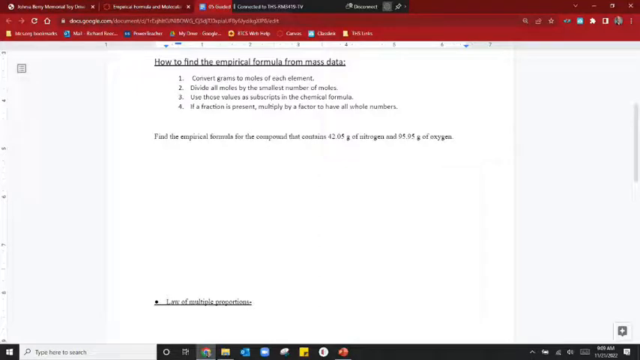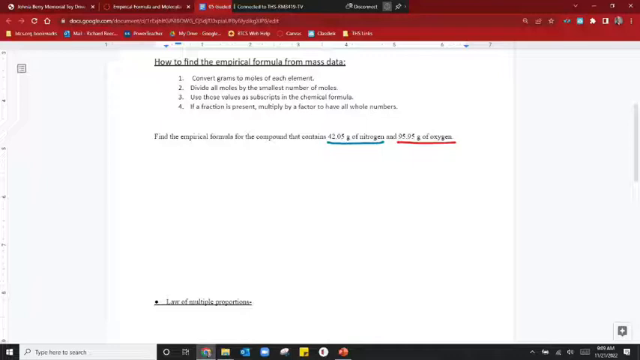So let's do it with this example that you have on your sheet. Find the empirical formula for a compound that contains 42.05 grams of nitrogen. So I'm going to underline that. And 95.95 grams of oxygen. All right, so step 1 is to convert grams to moles.